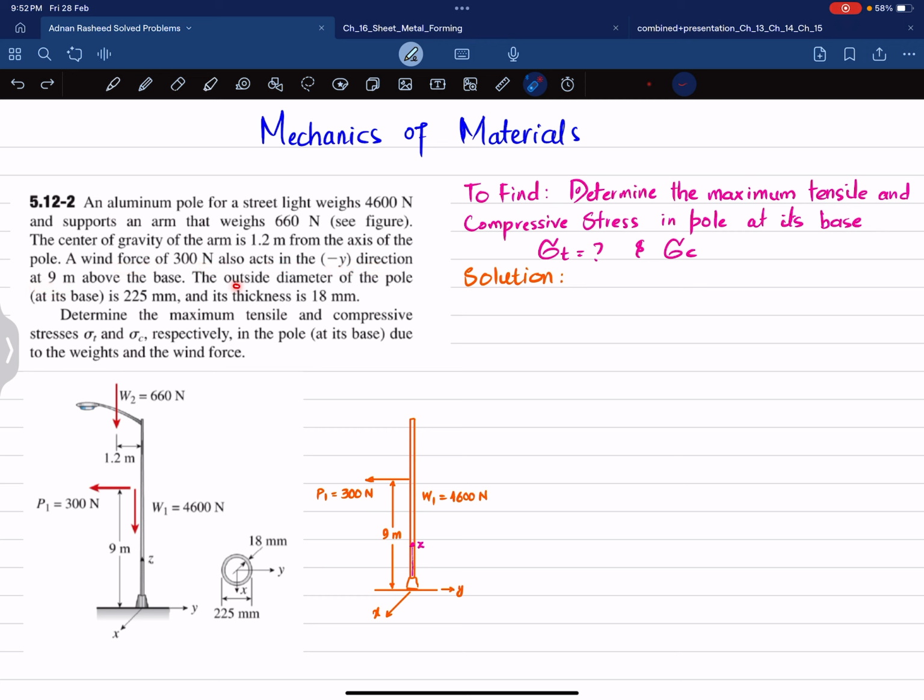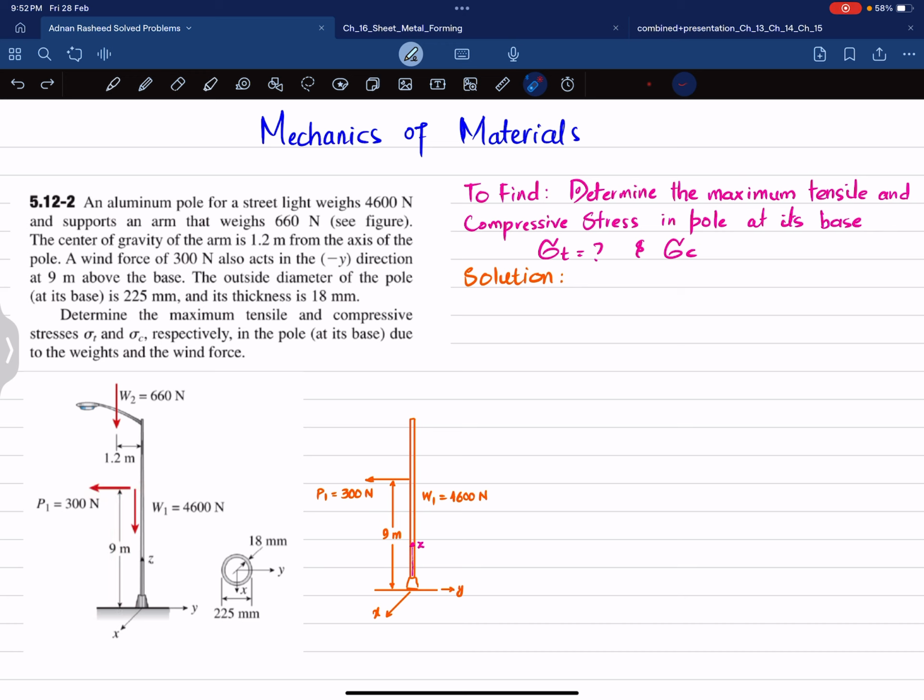The outside diameter of the pole is 225 millimeter and thickness is 18 millimeter. Determine the maximum tensile and compressive stresses respectively in the pole at the base due to weight and the wind force. So you can see this is the street light and this is the pole. The weight of this street light is 660 Newton and the weight of this pole is 4,600 Newton, and the wind force that is acting is 300 Newton, about 9 meter from this base.